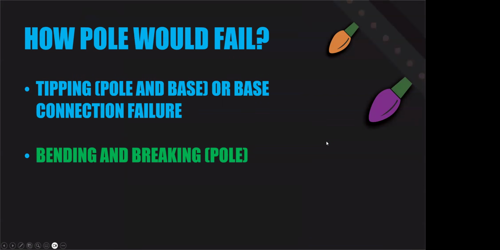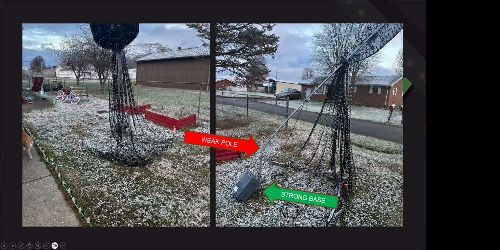So all of those that I just showed were tipping, where the pole or the base connected, but you didn't get too much bending of the pole. Those all had relatively strong poles compared to the base. Now I'm going to get into a few where the pole wasn't so strong. The base was good, at least compared to the pole, but it doesn't always happen that way.